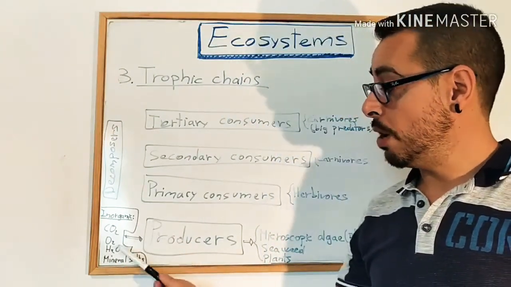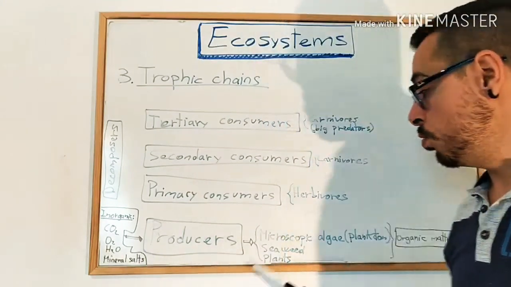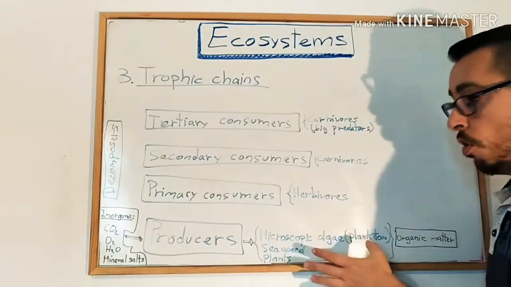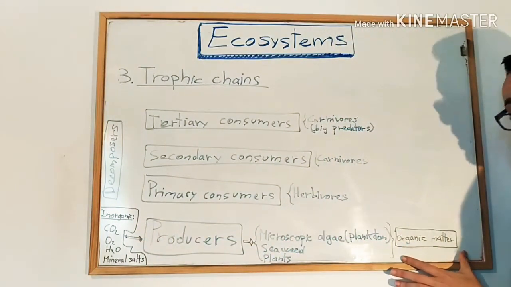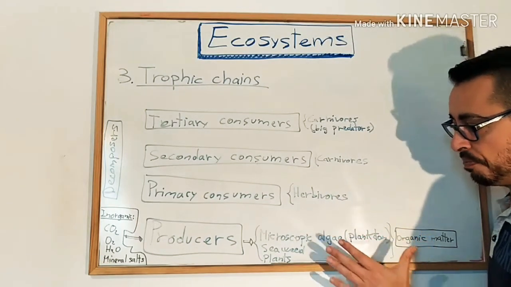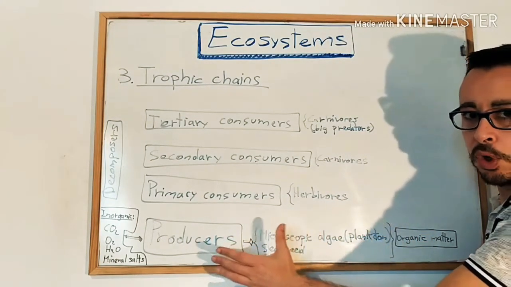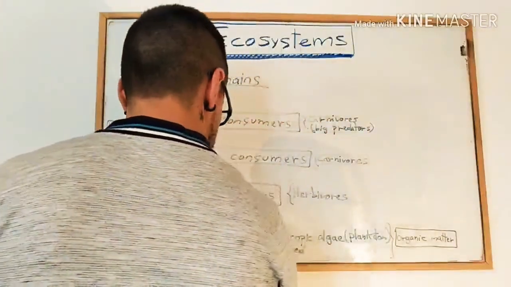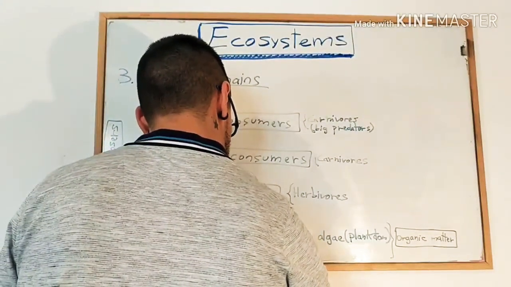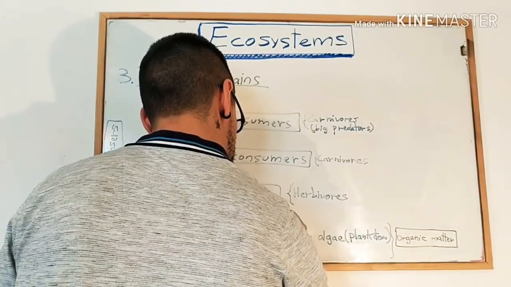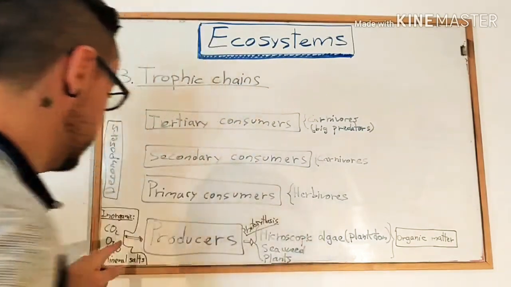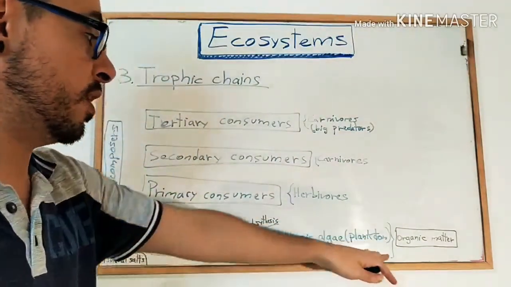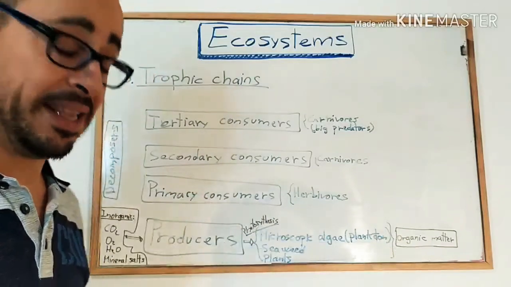So producers are the ones who take this and produce themselves. They feed off this and they grow. They are organic matter. Now, they do this by a process called photosynthesis. Just write it here. Photosynthesis. By this process, they take the inorganic matter and they grow themselves because they are transforming it into organic matter.